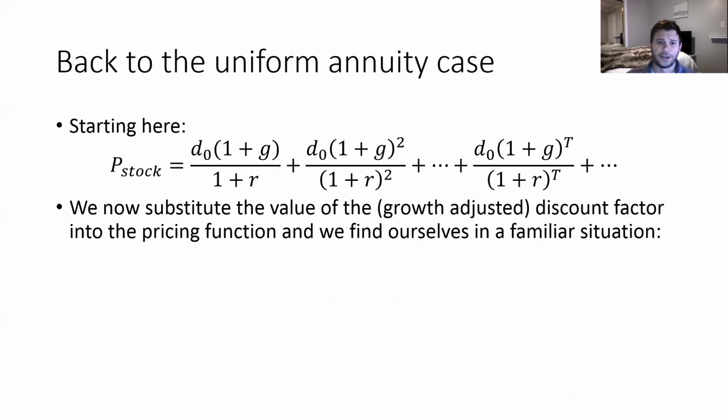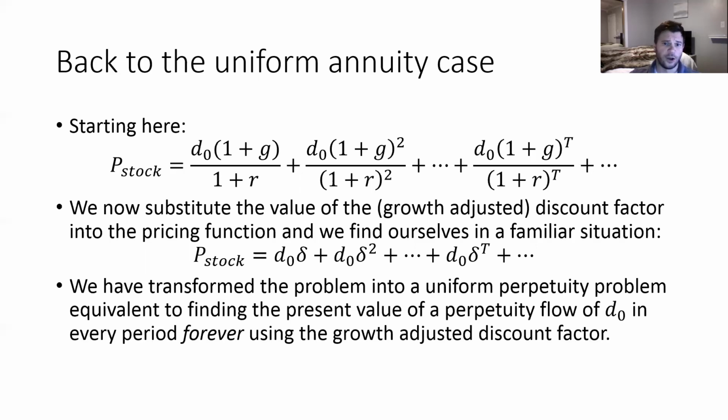value. We're now going to carefully substitute the discount factor, the growth adjusted discount factor, into the pricing function, and we find ourselves in a very, very familiar situation. This looks like a perpetual stream of D0s, and we know how to price that already. If we have a uniform perpetuity stream, we know how to price that. So we've transformed the problem into a uniform perpetuity problem, where it's as if we're valuing a stream of D0 being paid every period forever, but using this growth adjusted discount factor.